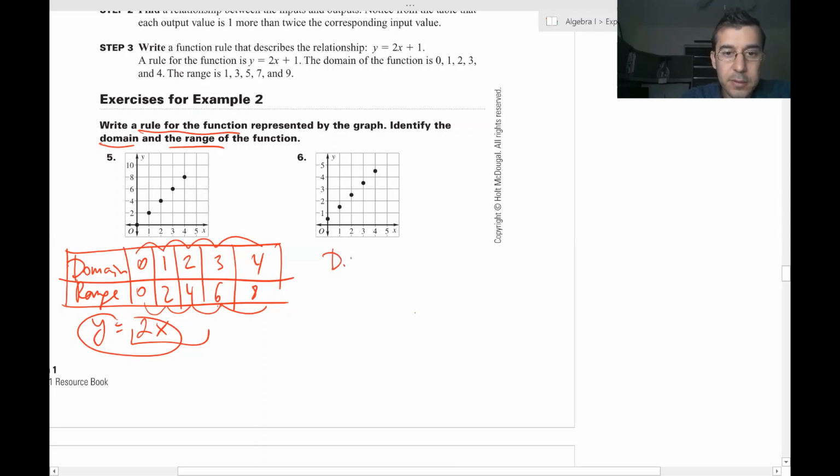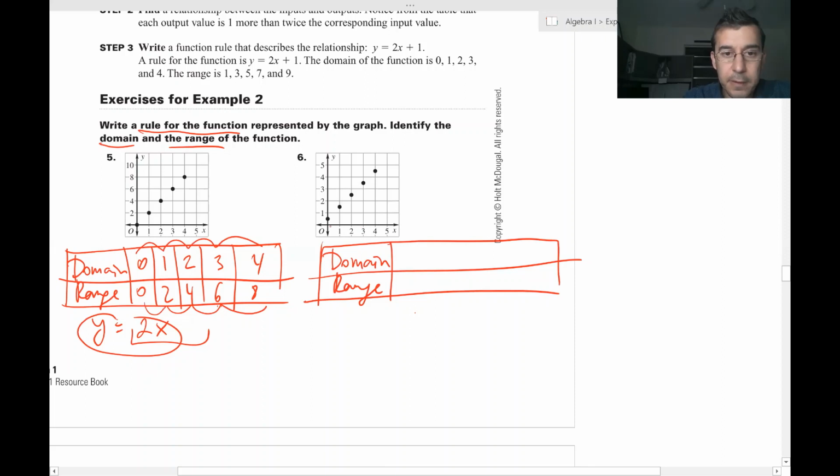Next one, number 6, domain and range. First one is going to be 0 for x, 0.5 for y. Next one is 1 for x, 1.5 for y, 2 for x, 2.5 for y, 3 for x, 3.5 for y, 4 for x, 4.5 for y.